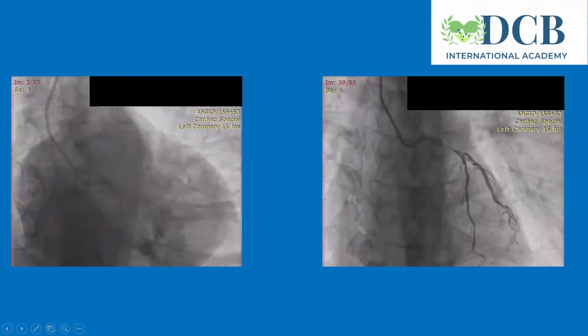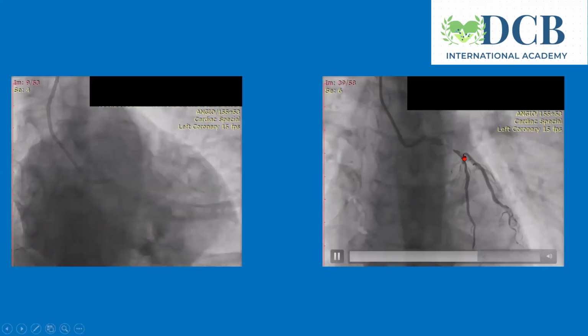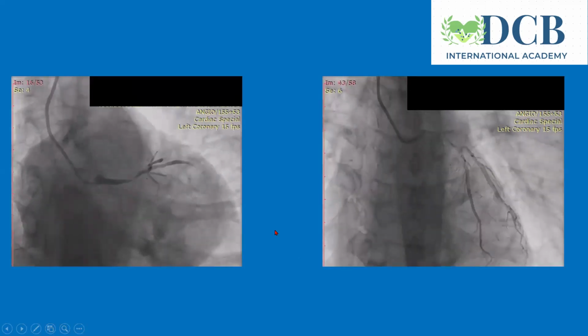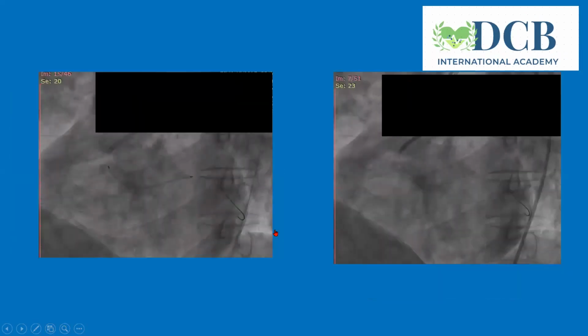Yeah, we put a 3.0 by 38 stent in this, across the diagonal. Provisional, we didn't do anything for the diagonal. Afterwards, the diagonal was flowing. This is an ostial lesion. It's not the left main because you have the circ from the other side. So this is a proximal LAD.